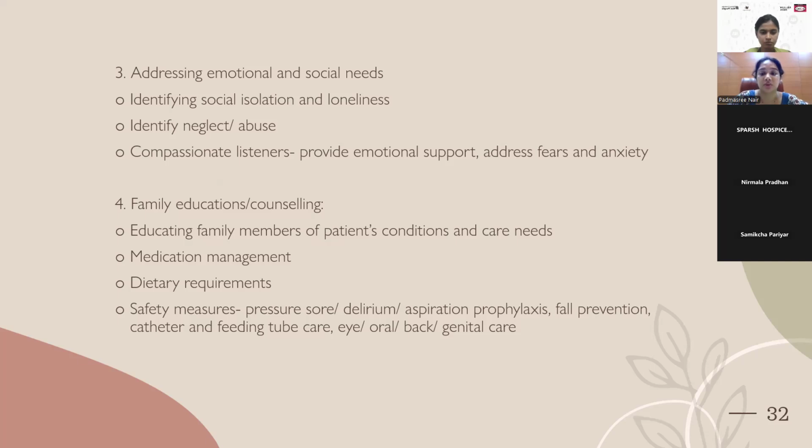Even counsel about measures that need to be taken in a person with impaired mobility to prevent falls, and for a person who's on a catheter or a feeding tube, the kind of care that needs to be provided to maintain the hygiene around the catheter and the feeding tubes, as well as the care that needs to be given to the eyes, oral, back, and genital areas.